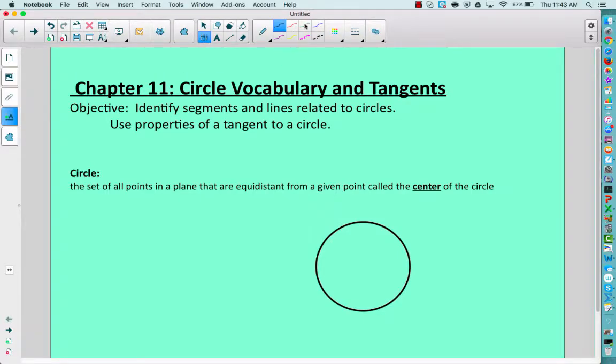Boy, are we getting to learn a lot this year. So we are starting chapter 6, and we're going to be talking about circles.